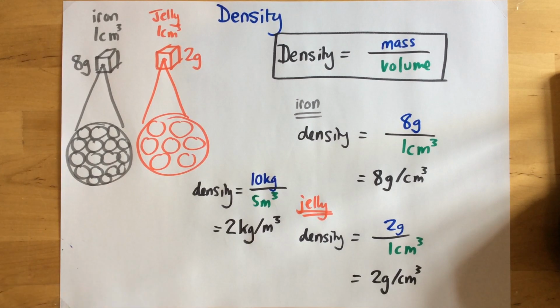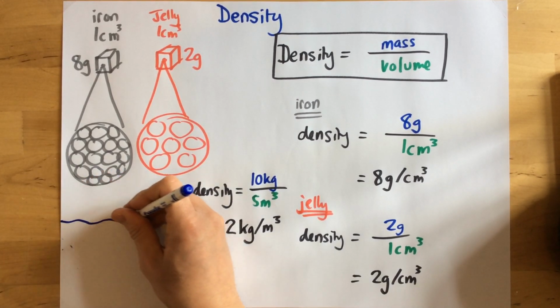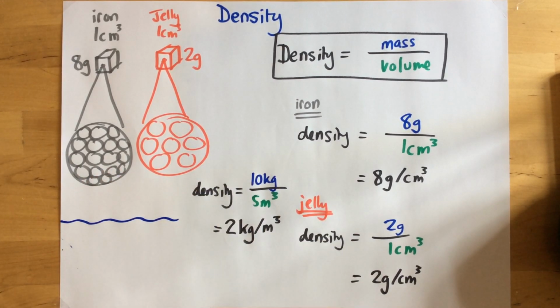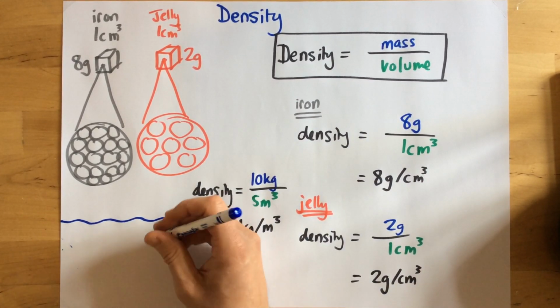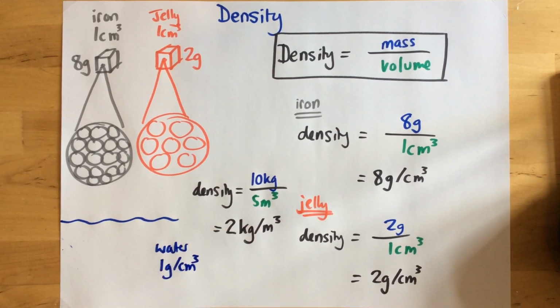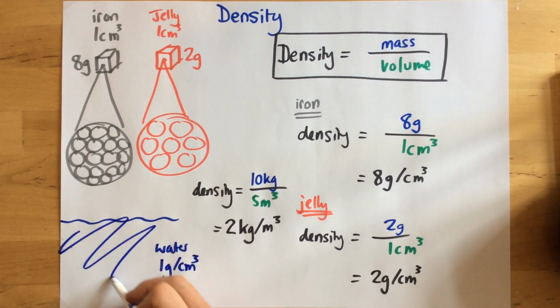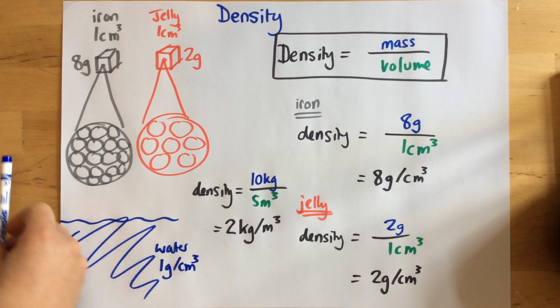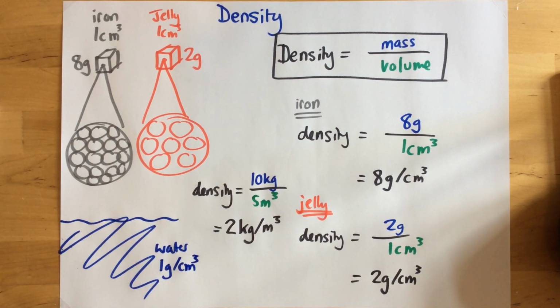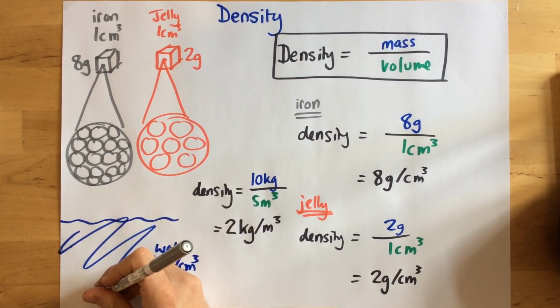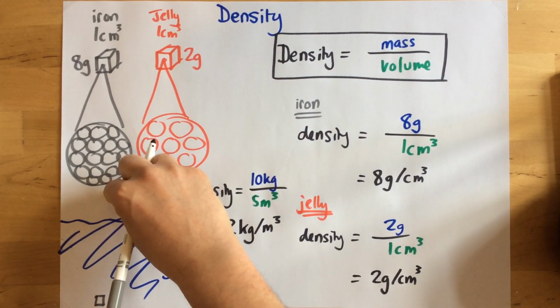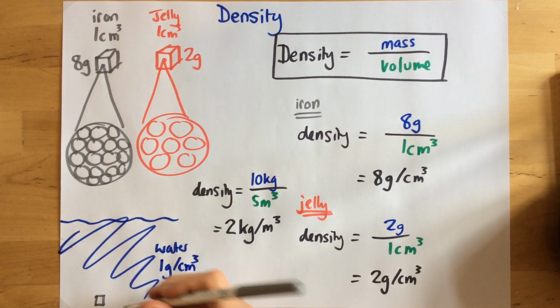The final thing that we're going to look at is how we can use information about density to figure out whether an object would float or whether it would sink. So the density of pure water is 1 gram per centimetre cubed. So let's imagine this here is some water. Now, if I got my iron cube, as we can see, the iron has a higher density than water. So as a result, if I put this iron on the water, it would sink because it's got a higher density.